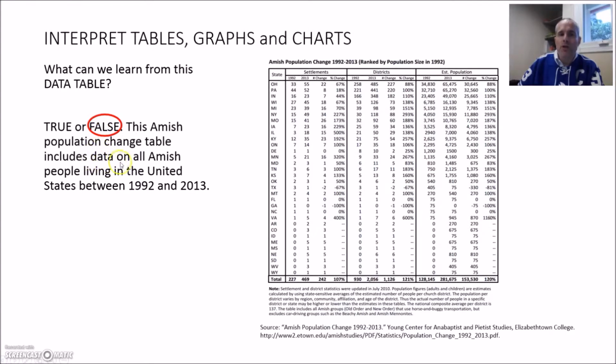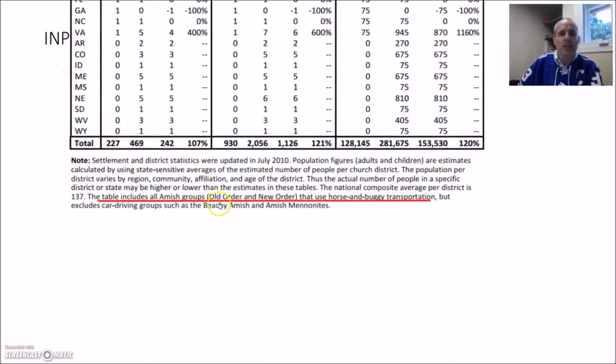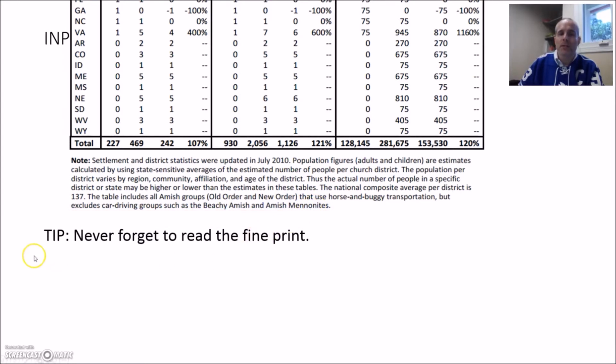The key word in this question is all. This Amish population change table includes the data on all Amish people living in the United States between 1992 and 2013. As we can see in the information at the bottom of the table, this table includes all Amish groups, Old Order and New, that use horse and buggy transportation, but excludes car driving groups such as the Beachy Amish and the Amish Mennonites. So, the tip of the day: never forget to read the fine print.